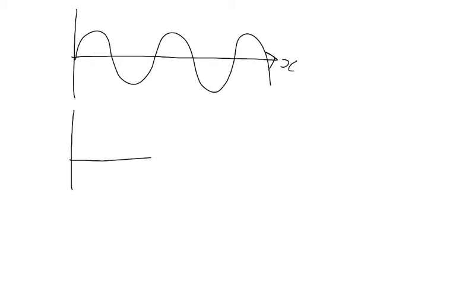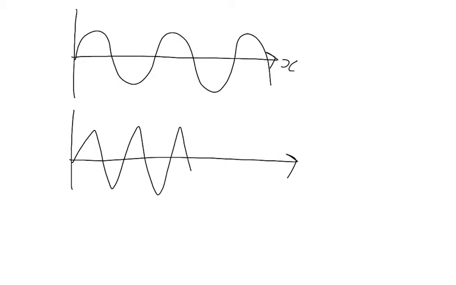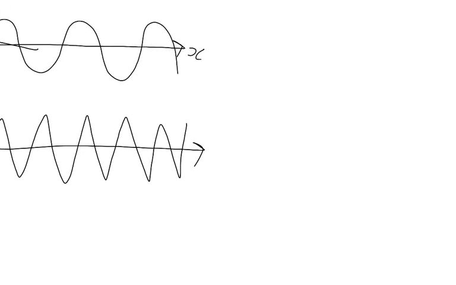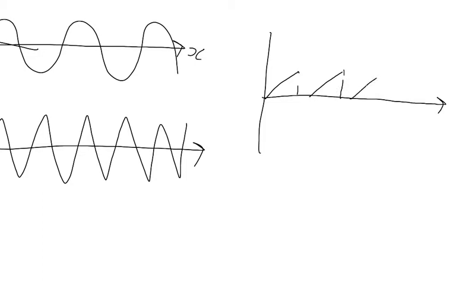Now, something that would look like this is periodic because it repeats itself. Also, something that might look like this would be considered periodic because it's repeating itself. It has a maximum and a minimum.